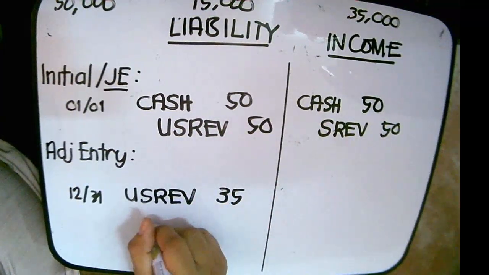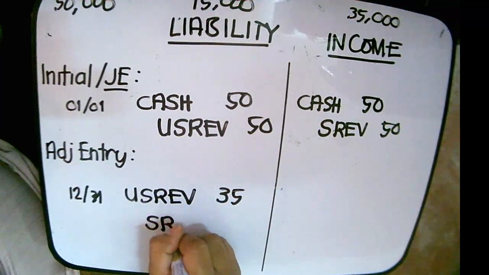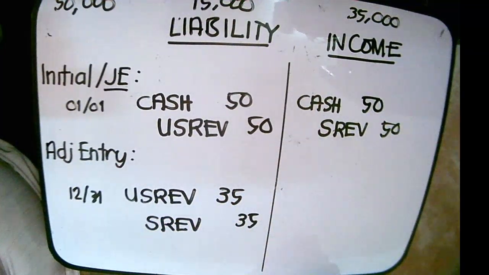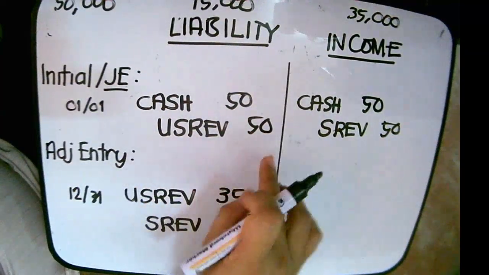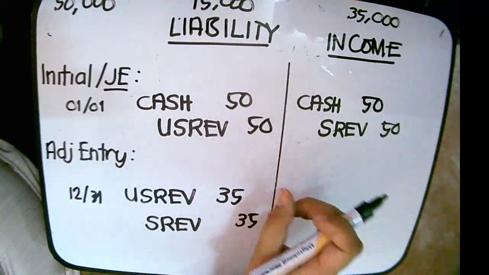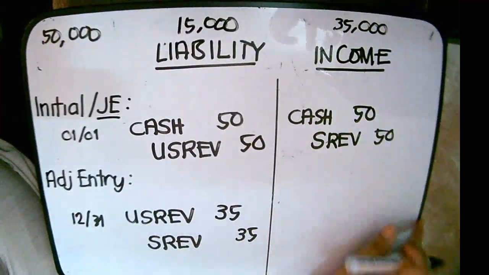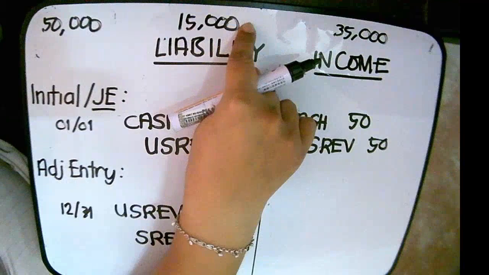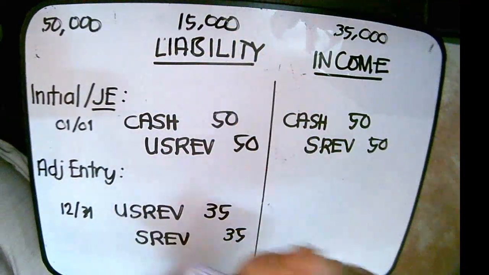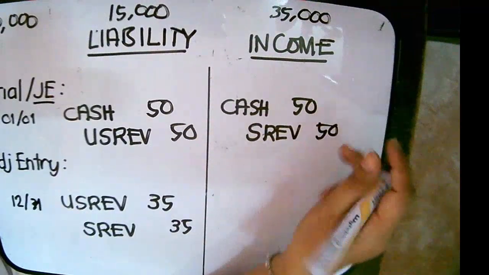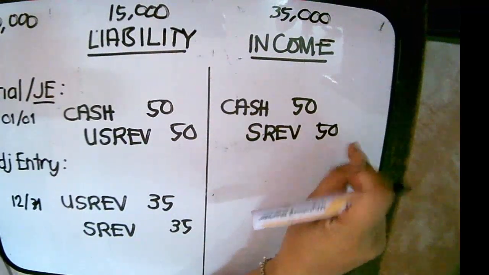35,000. And then credit to service revenue of 35,000 pesos. So, yung nangyari, si 50 na utang, binawasan mo ng 35, ibig sabihin magre-reflect na ngayon yung true amount niya na 15,000. Under income method naman, ang naka-record is 50.